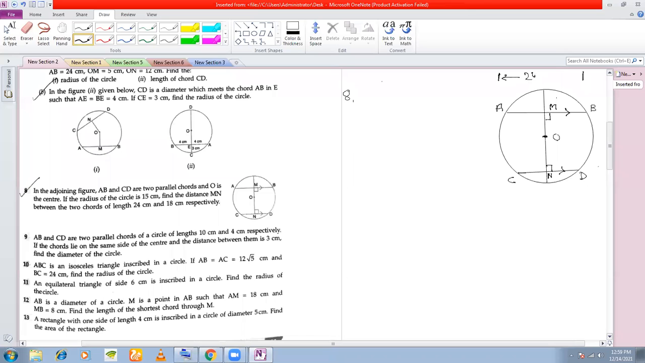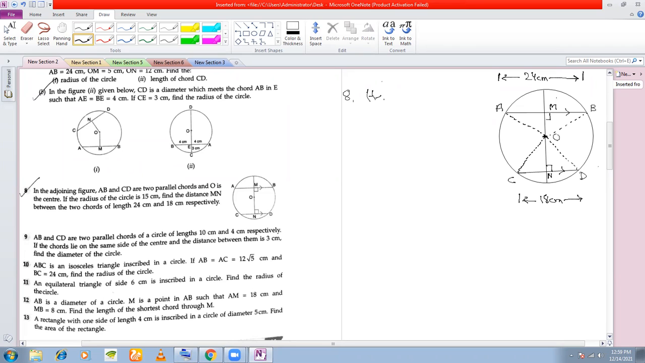Let's say this chord is given to you as 24 centimeter, the larger chord, and this chord is given to you as 18 centimeter. The radius of the circle is given to you as 15. That means if you join OC, OD, OB, all are equal to 15.